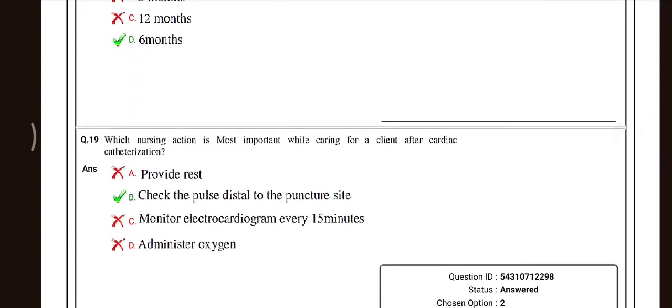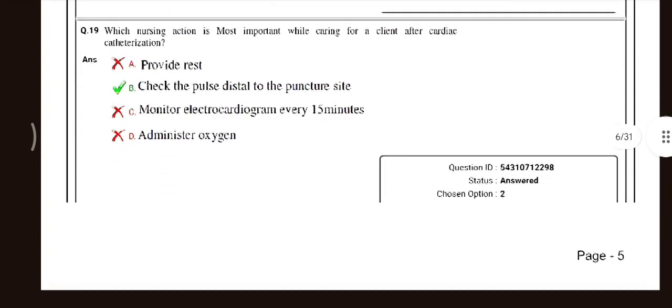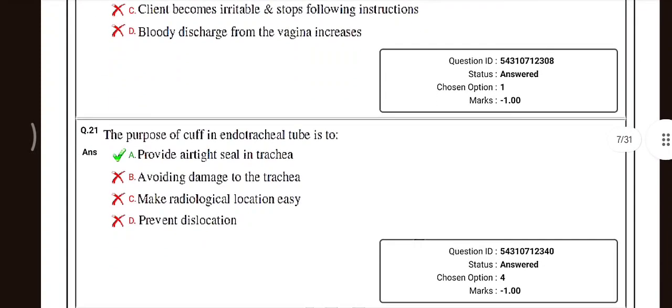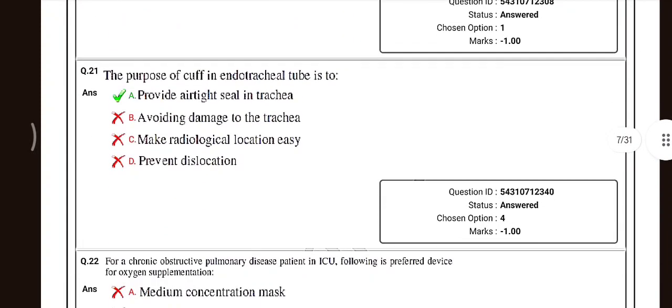Which nursing action is the most important while caring for a client after cardiac catheterization? Check the pulse distal to the puncture site. When a nurse is caring for a primigravida during labor, what observation indicates the birth is about to take place? The perineum begins to bulge with each contraction. The purpose of cuffing the endotracheal tube is to provide an airtight seal in the trachea.